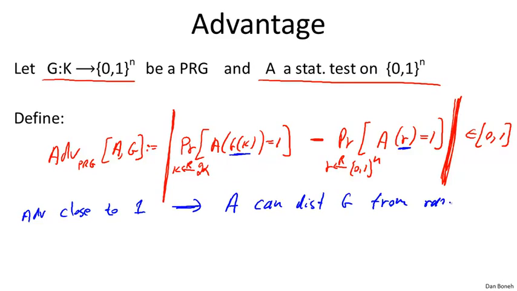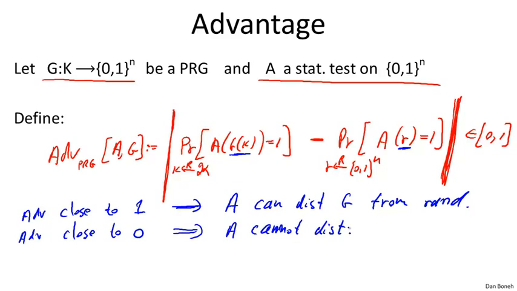In some sense we'll say that the statistical test broke the generator G because it was able to distinguish the output from random. However, if the advantage is close to 0, what does that mean? That means that basically the statistical test behaves pretty much the same on pseudo-random inputs as it does on truly random inputs. And there we would say that A could not distinguish the generator from random. So this gives you a little bit of intuition about why this concept of advantage is important.